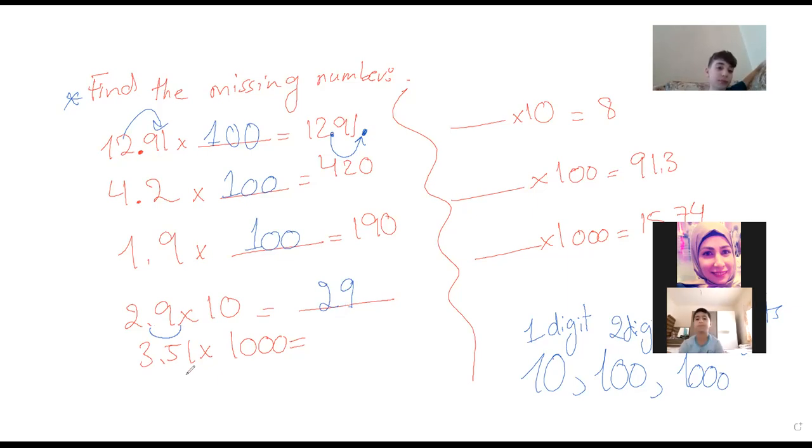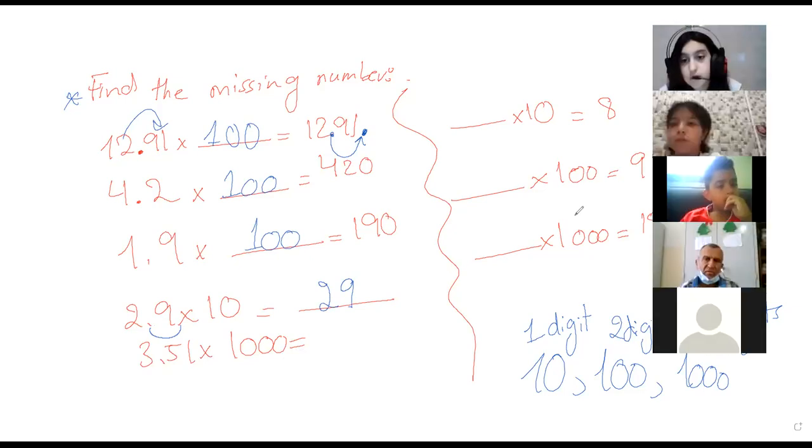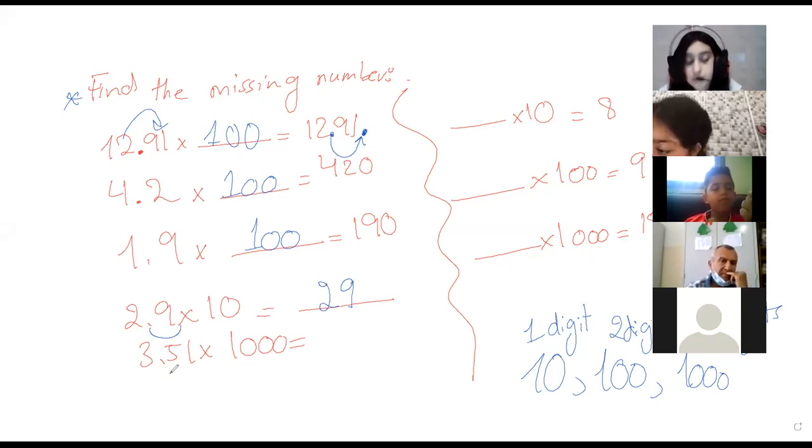Ali Youssef. 3.51 times 1,000. We have to put 100? No. I gave you multiply this number by 1,000. So we move the point. How many digits, Ali? Three digits. To which side? Right side. Okay, move it three digits to the right side.